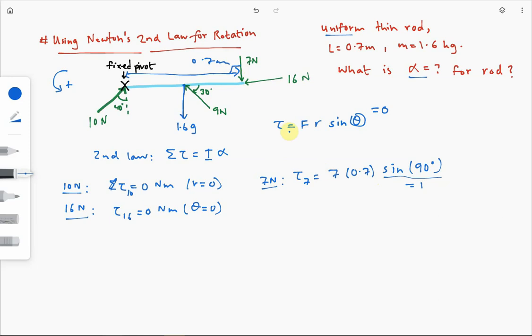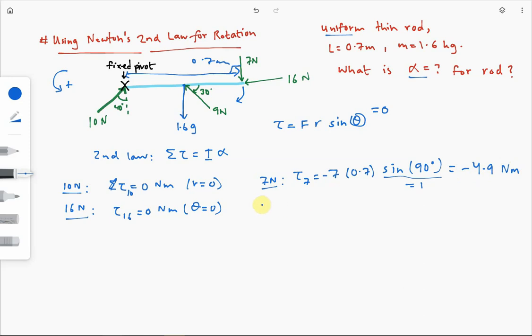But remember we chose counterclockwise to be positive. This 7 Newton force acting vertically downward would try to rotate the beam this way, which is a clockwise motion. Hence we need to include a negative sign here. This torque is of the size of negative 4.9 Newton meters.